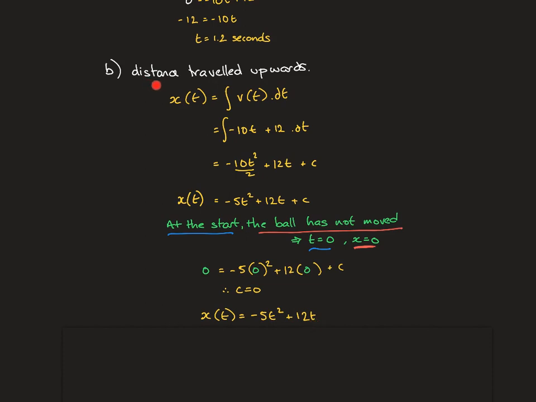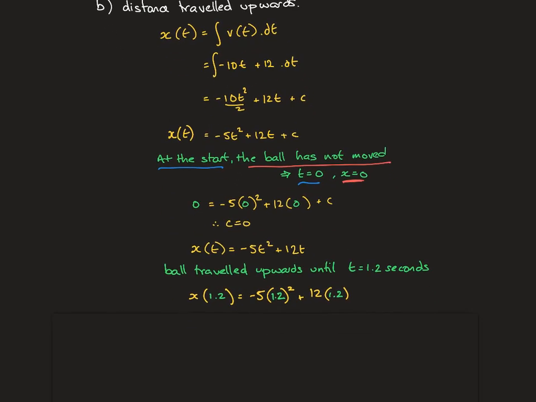So we're asked to find the distance travelled upwards. We know that it spent 1.2 seconds travelling up to its maximum height. And so what we're going to do is substitute 1.2 seconds into our displacement formula. And when we do that, we get 7.2. So it travels up 7.2 meters.